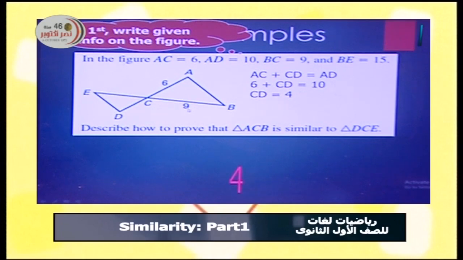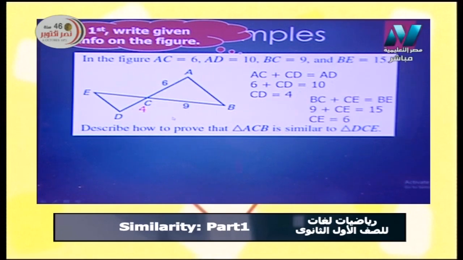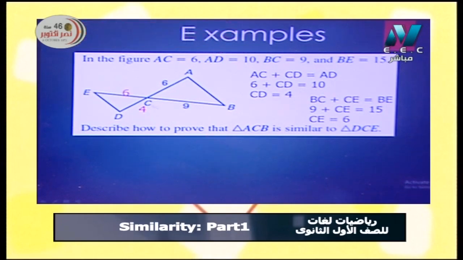Okay, we have 4 here for CD, because 6 plus 4 equals 10, and AC plus CD equals AD. Yes, look at EC. EC equals 6 centimeters, because EB equals 15 centimeters, and the part CB equals 9. 15 minus 9 equals 6 centimeters.